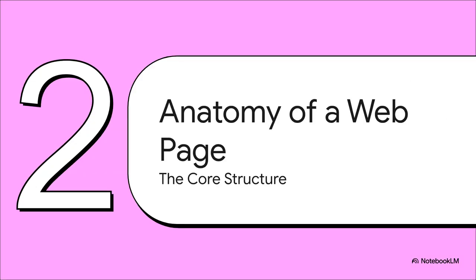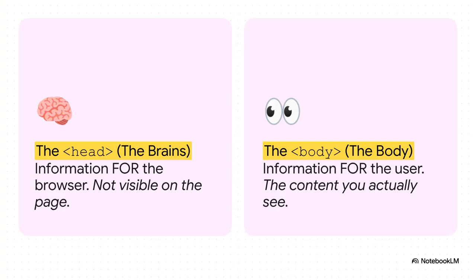Okay, so we have these tags. How do they all fit together on an actual page? Well, it's pretty cool, actually. Every single HTML document has the same basic anatomy. You can think of it kind of like a book, right? A book has some info on the cover, maybe a title page, and then it has the actual story inside. So every HTML page is split into two big sections.